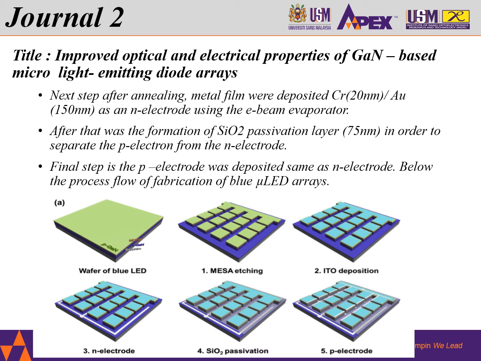After we complete annealing, a metal film will be deposited using chromium 20 nanometer and aluminum 150 nanometer as the electrode for N-type using E-beam. After completing that, a silicon dioxide deposition layer of 70 nanometer is formed to separate the P electrode and also the N electrode. The final process is to form the P electrode, with deposition similar to the N-type electrode. Based on the figure below, you can see the process flow of fabrication of the blue micro array.